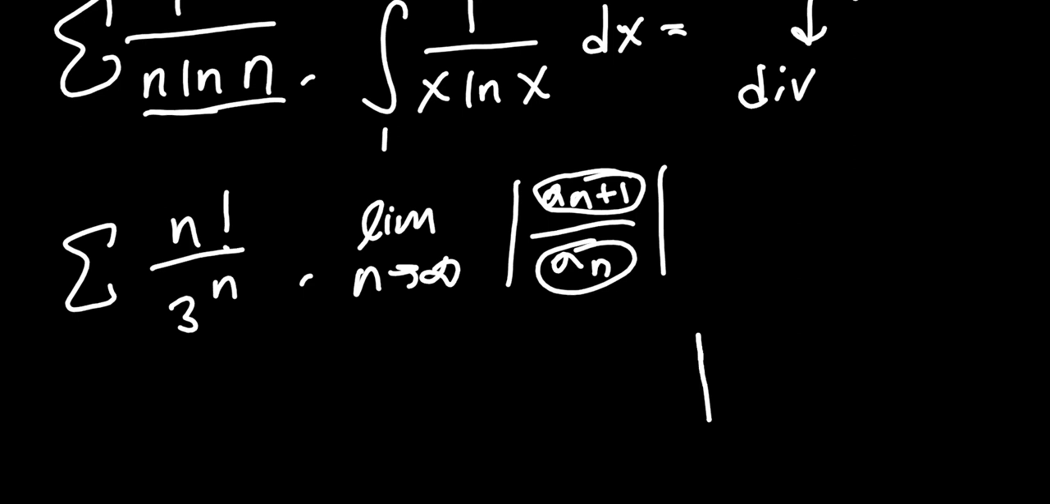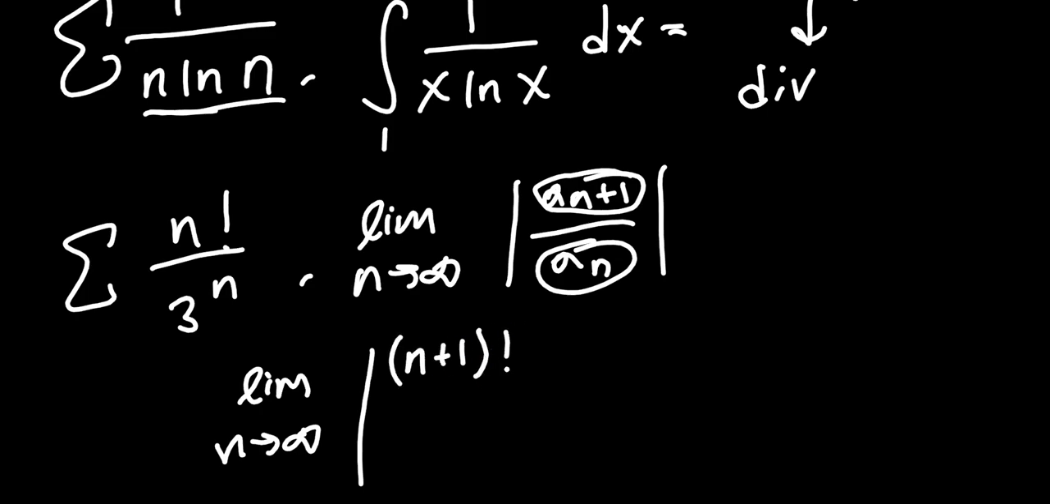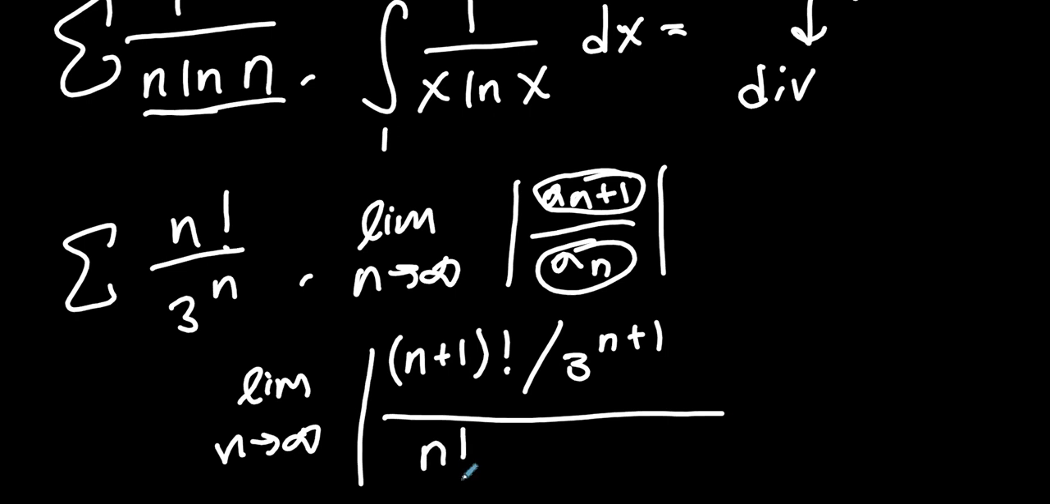So if we take a of n plus 1, all it's saying is that we're plugging in n plus 1 for n. So all it's asking us to do is to take the limit as n approaches infinity of n plus 1 factorial divided by 3 to the n plus 1, all divided by the original sequence of n factorial over 3 to the n.